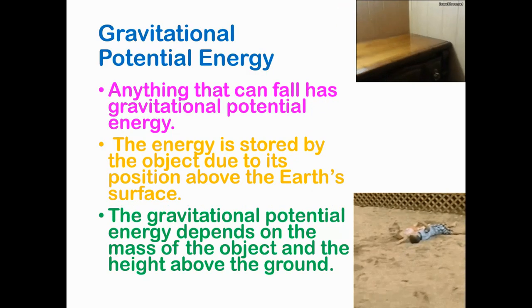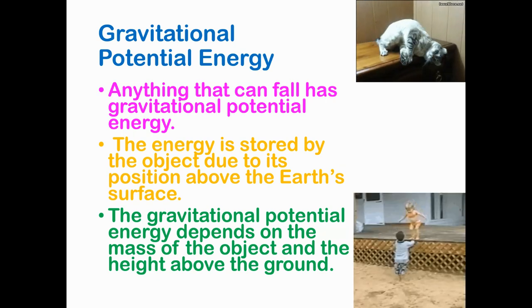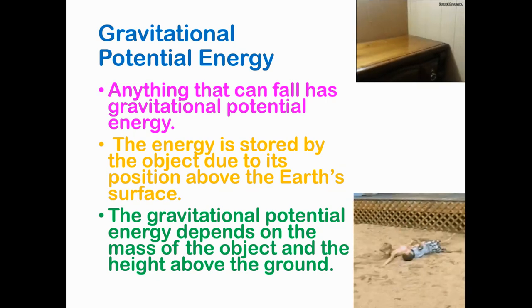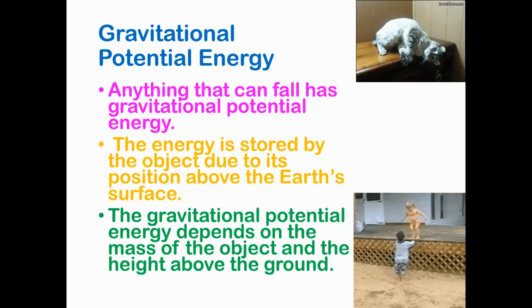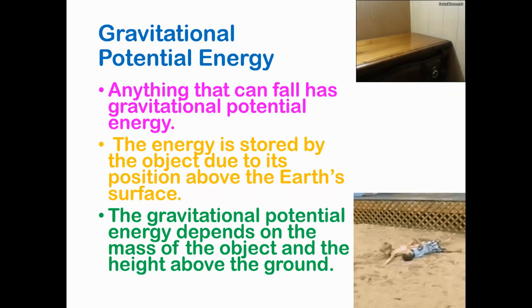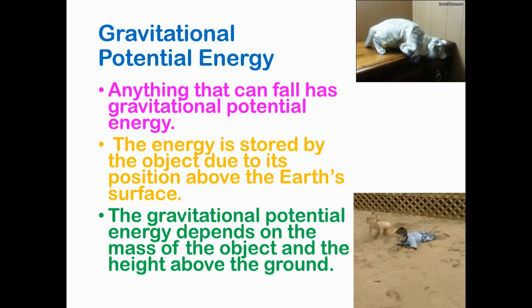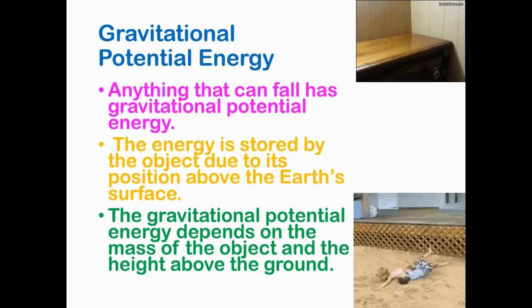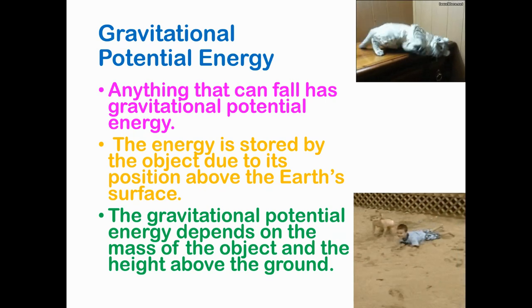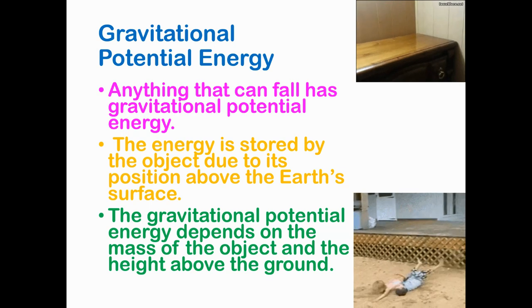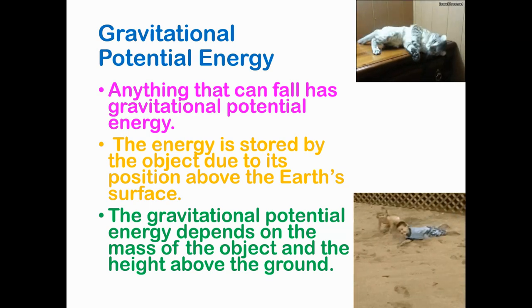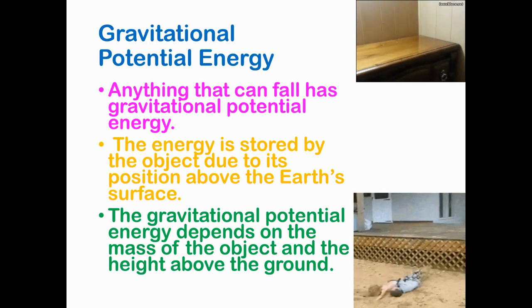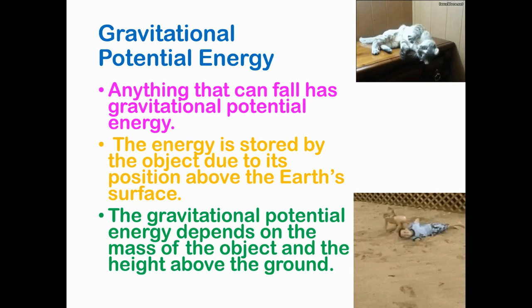The next type of energy, which we'll spend the most time on, is gravitational potential energy. Anything that can fall has gravitational potential energy. The energy is stored inside of the object due to its position above the Earth's surface. Gravitational potential energy depends on the mass of the object and the height above the ground or whatever surface that it could potentially fall to.